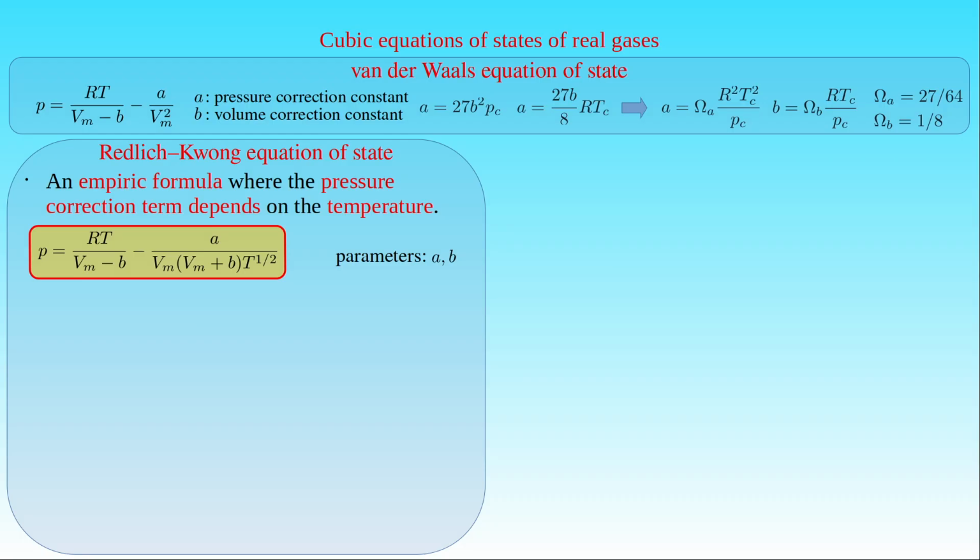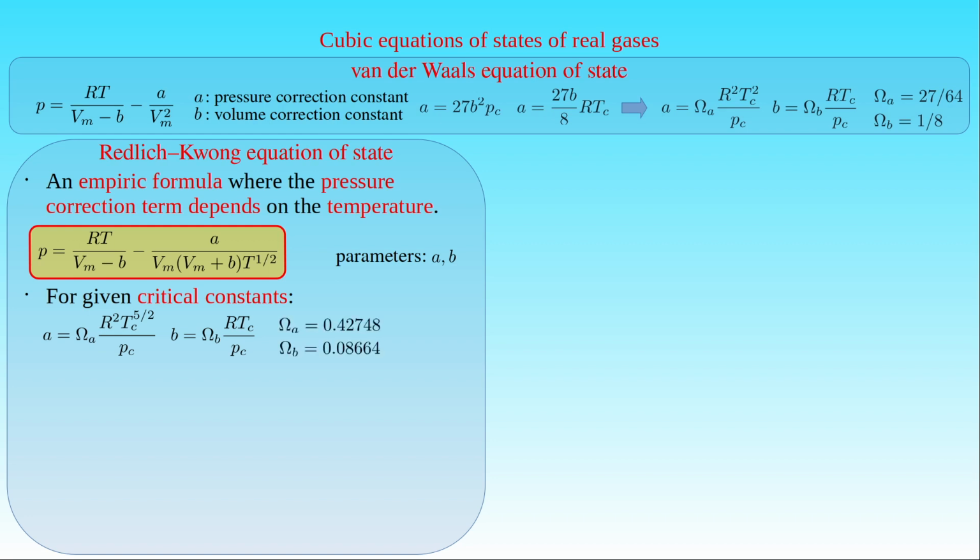As a result, the pressure correction constant A is given by omega A times R squared times Tc raised to the power 5 over 2, over Pc, whereas the volume correction constant can be written as omega B times R times Tc over Pc with the constants omega A and omega B that are equal to 0.42748 and 0.08664, respectively. These numbers are values of the fractions containing square roots of integers that appear in the solution of the equations obtained from the vanishing first and second order derivatives.